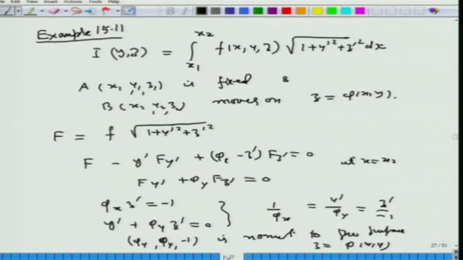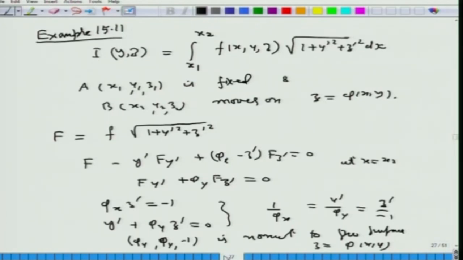So, in the last part of the last lecture, we had stopped at this example 15.11, where we considered the functional I(y, z) equal to the integral from x1 to x2 of f(x, y, z) times the square root of 1 plus y prime square plus z prime square dx. Here, the point A is taken to be fixed, in three-dimensional space, A having coordinates x1, y1, z1 and B having coordinates x2, y2, z2, where the point B is moving on the surface given by z equal to phi of (x, y). So, here the integrand is capital F, which is given by small f times the square root of 1 plus y prime square plus z prime square.